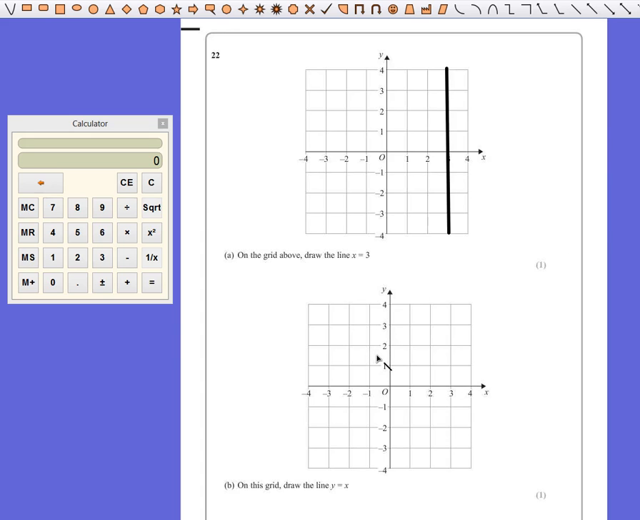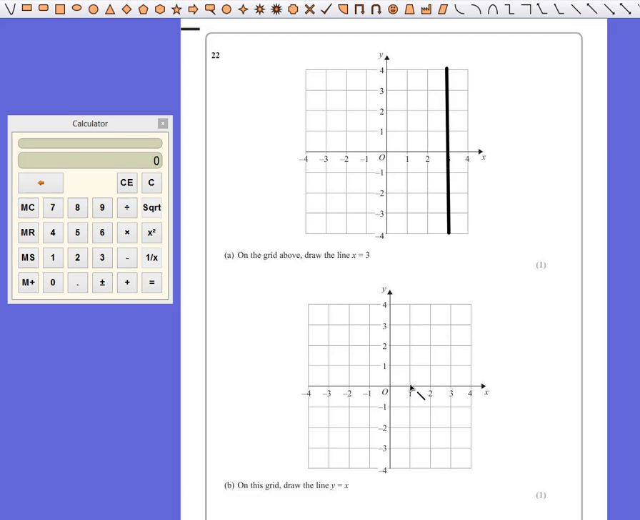For part B, on this grid, draw a line of y equals x. It's a very common question, this one. We try to find all the points where y is equal to x. The easiest one is right in the middle, where both values are equal to 0. So we know the line is going to pass through the origin.